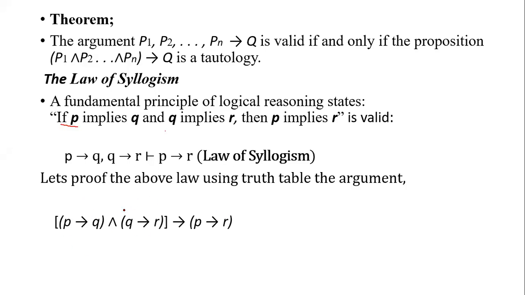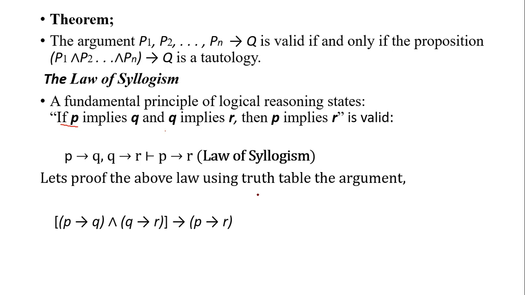So we are saying that if you have P implies Q, then we have Q also implies R, then it implies that P also implies R. And when it happens that way, we are saying that it's logic, it's valid. So we are now going to use the truth table to prove if this is true.